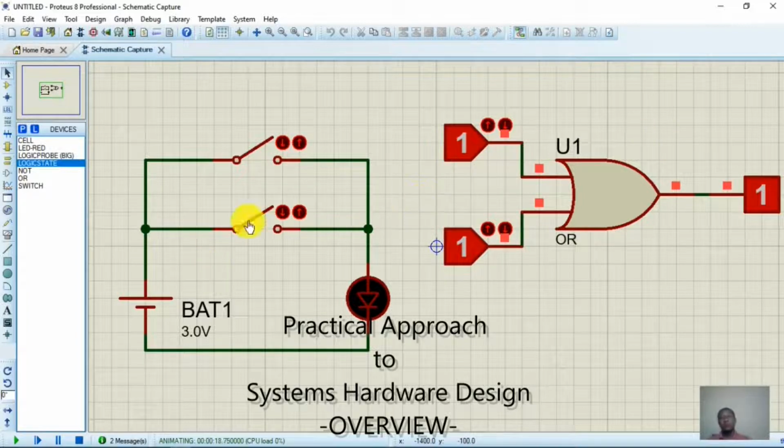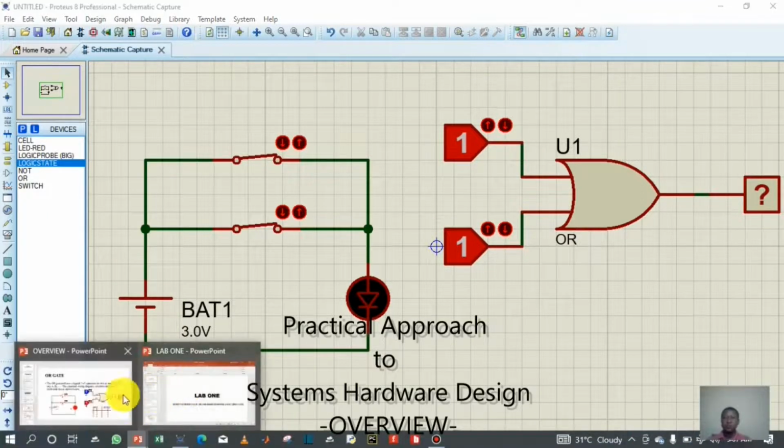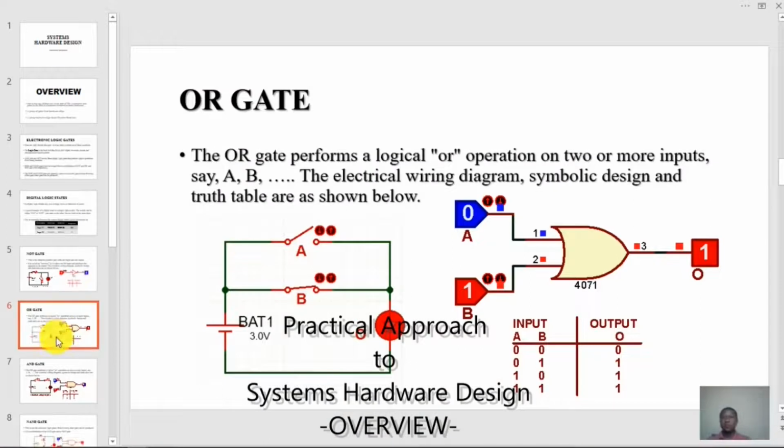So this one, output is 1. Output is 1. Output is 1. So this is how the OR gate is. I'll stop the simulation and continue with the AND gate. So this is just for the OR gate.